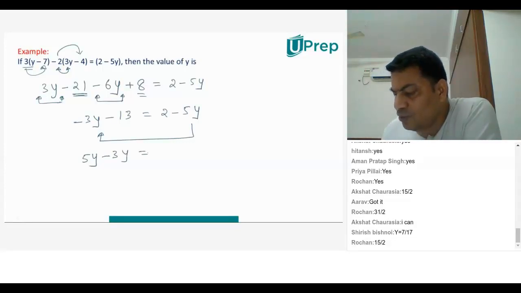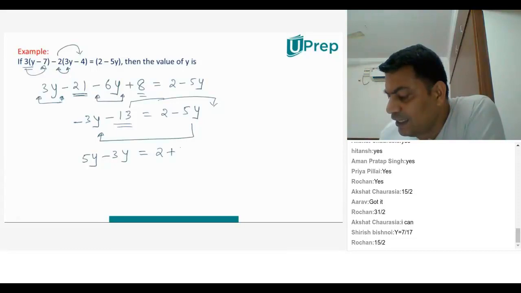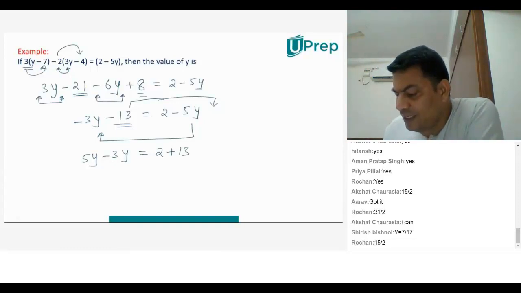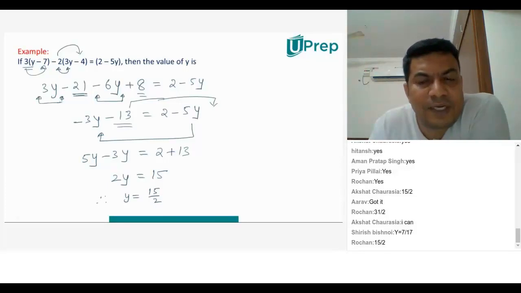That should be equal to, yeah, Akshat, go ahead. We will transpose minus 13 to RHS. So this minus 13, which is a number on the left hand side, he'll transpose that to the right hand side. Therefore, you have 2 on the right hand side. This minus 13, when it goes onto the right hand side, it will become plus 13. So your 5y minus 3y will be 2y. Your 2y is equal to 2 plus 13, which is equal to 15. Therefore, your y is equal to 15 divided by 2.